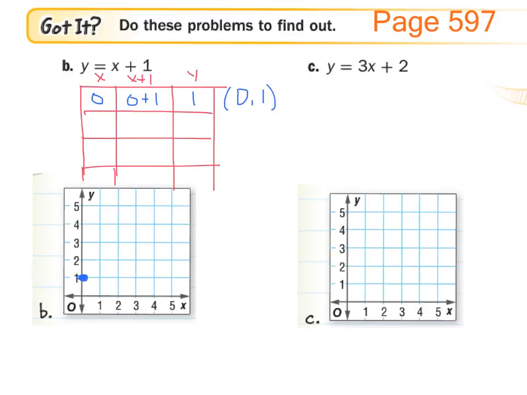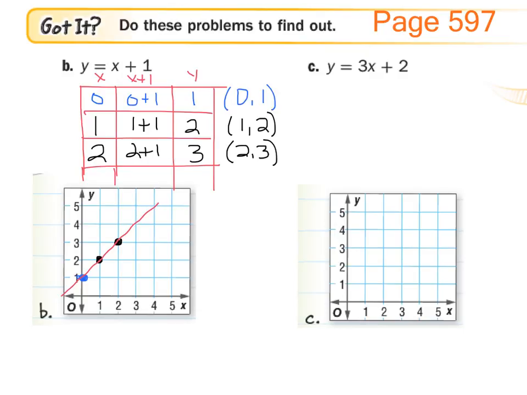Let's try another one. Let's try 1. 1 plus 1 is 2, so the next ordered pair would be 1, 2. Over 1, up 2, and there's my point. Let's take 2. 2 plus 1 is 3. So 2, 3 is my ordered pair. Go over 2, up 3, and there's our point. And I know I've done a good job because I was able to connect them in a straight line, so this is a linear function. Let's go ahead and have you try C on your own, make your own chart, and you can pause the recording or you can just follow along with me.